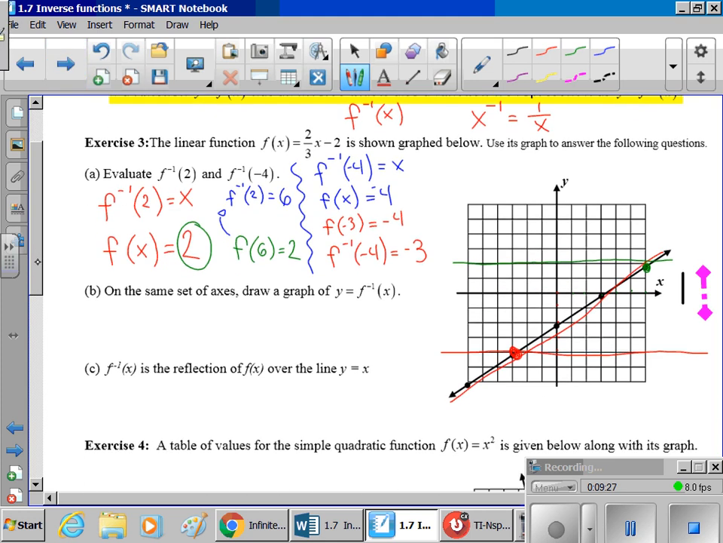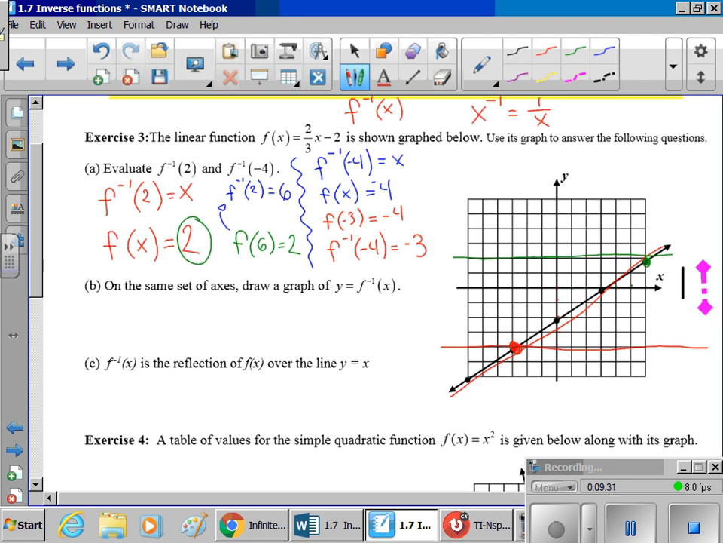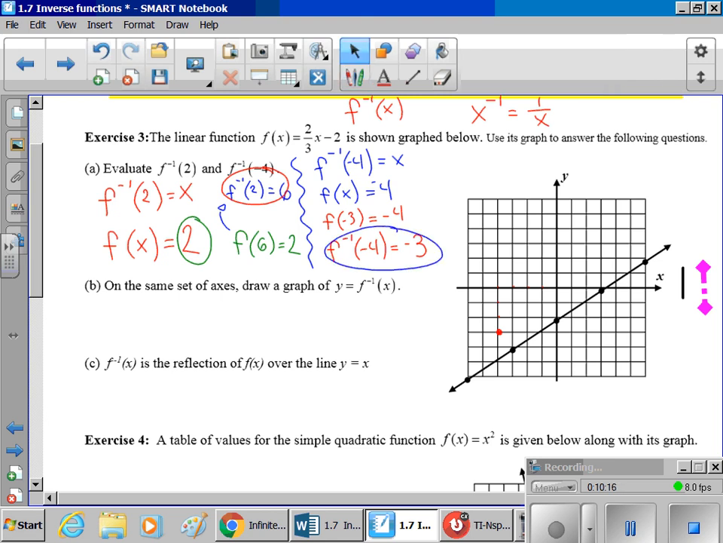All right. So I'm going to erase some of the points that I made here because it's going to get really cluttered. So just wait 1 second. All right. So on the same set of axes, draw a graph of y equals f inverse of x. Okay. So we could try and calculate a whole bunch of points, but we already have 2 points. Let's just draw those ones. So we have negative 4 comma 3, which is going to be negative 3, 1, 2, 3. So here is a point in our graph. We also have 6, 2. Sorry, 2, 6 over here. So those are both going to be points in our inverse graph.